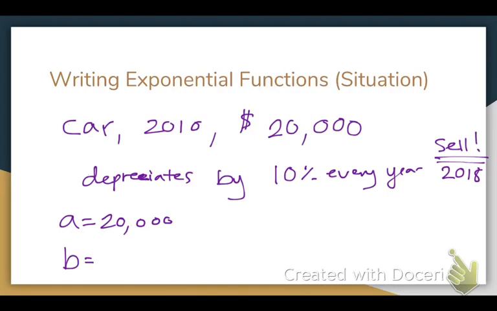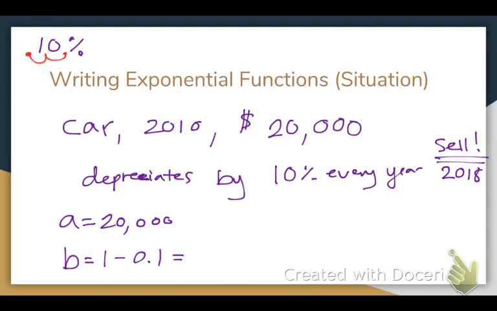And we either go up if it's gaining value or down if it's losing value. Is my car gaining in value or losing in value? It's losing in value. So we're going to start at 1, and we're going to lose in value by how much every year? 10%. How do I write 10% as a decimal? 10%, if I move the decimal place twice, is 0.1. Good. So B is equal to 0.1.